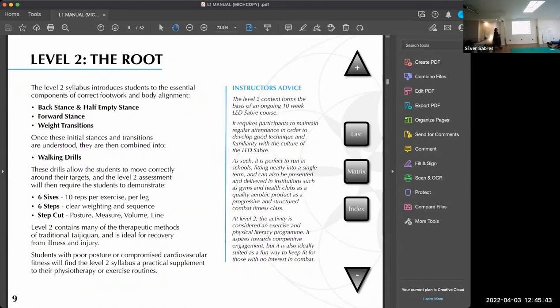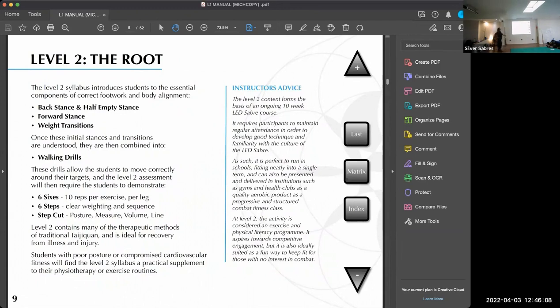The route, right? Now, at this stage, this is the tough one, guys. This is the deal breaker for a lot of people. Level 2 is a lot of work. I'm just going to read it and we'll come out the other side.